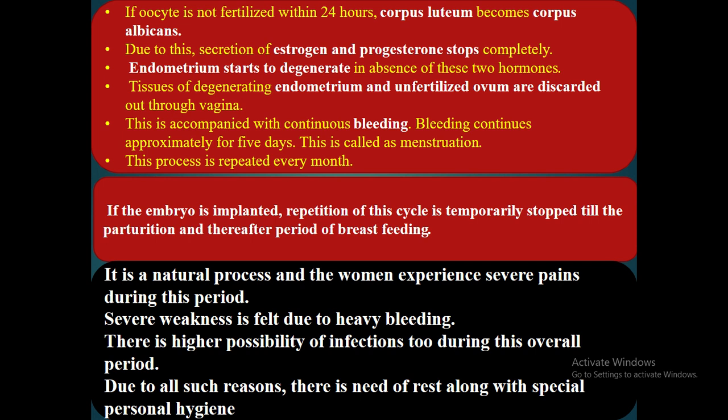But if an embryo is implanted, the repetition of this cycle temporarily stops till parturition, that is delivery of the baby, and till the period of breastfeeding. The menstrual cycle is a natural process, and women may experience severe pain during this period. Weakness is also felt due to heavy bleeding, and there is a possibility of infections too. So due to all such reasons, there is a need for rest along with special personal hygiene.